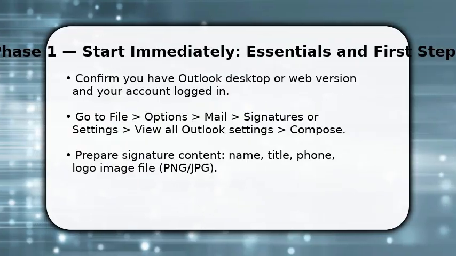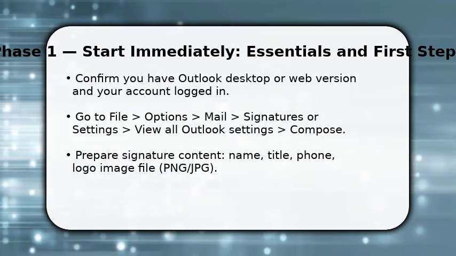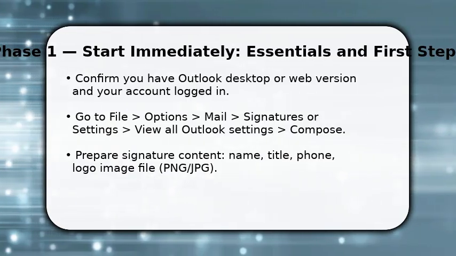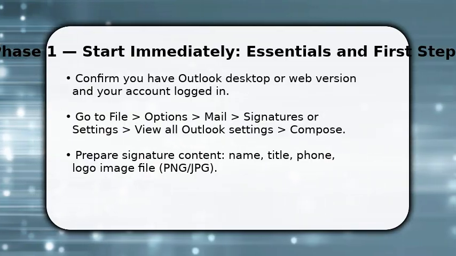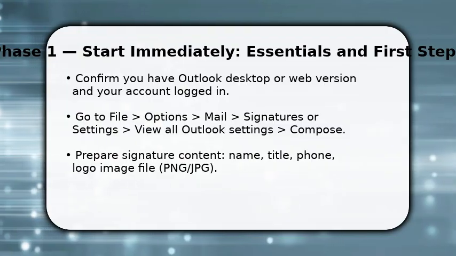You start in the app now, open Outlook and sign in. Once logged in, go directly to Signature Settings: File, Options, Mail, Signatures on desktop, or Settings, View all Outlook settings, Compose and Reply on web.